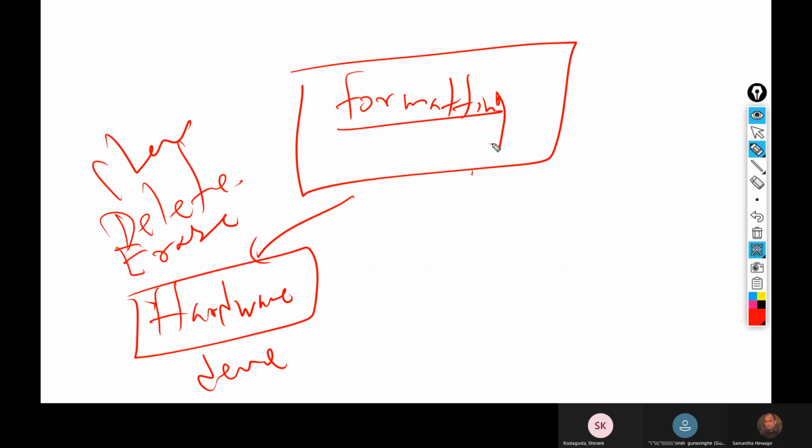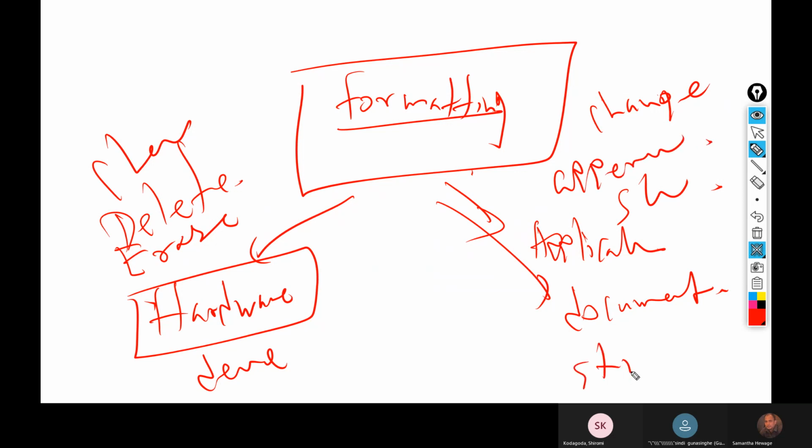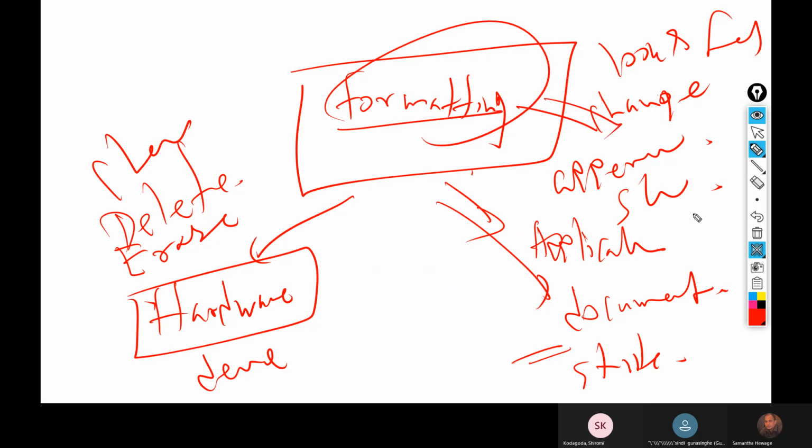But the same word, formatting in the application, is kind of software based. Formatting the document. So here formatting means you are going to change the appearance. Remember the difference: change appearance, change the style, change the look and feel, right? So you are going to change how the data appears to the audience or to the client, or you are going to make some changes. That is called formatting. Formatting in terms of the application, in terms of whatever the document is, it could be a Word document, a PowerPoint document, or an Excel document, whatever. So that is a different meaning of formatting.